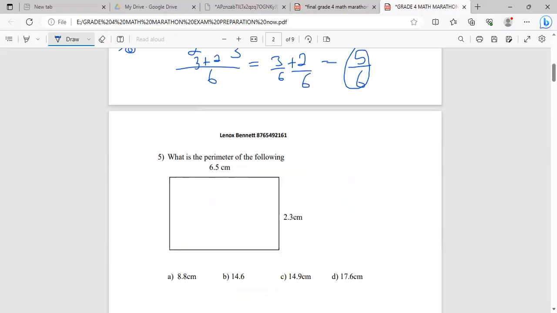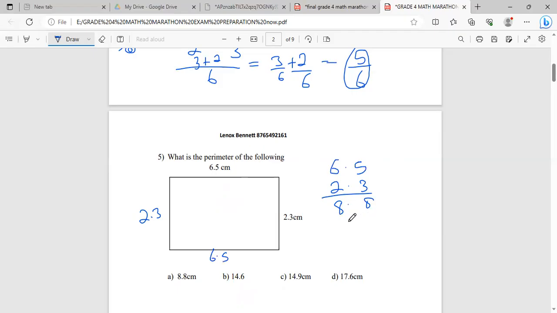Number 5, what is the perimeter of the following? So first you have a rectangle, 6.5 and 2.3. So what we're going to do is to add 6.5 and 2.3. So this gives us 8.8. But this represents two sides, right? And we know that the opposite sides are equal. So this side is also 8.8 when you add them.